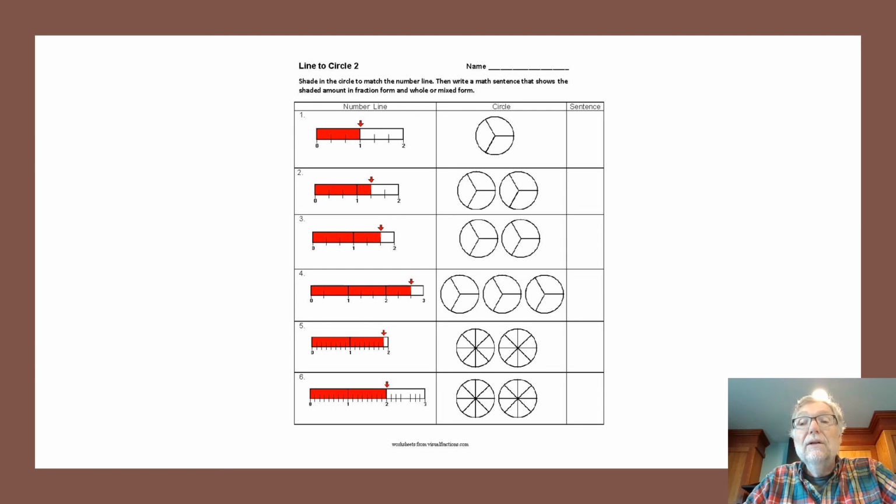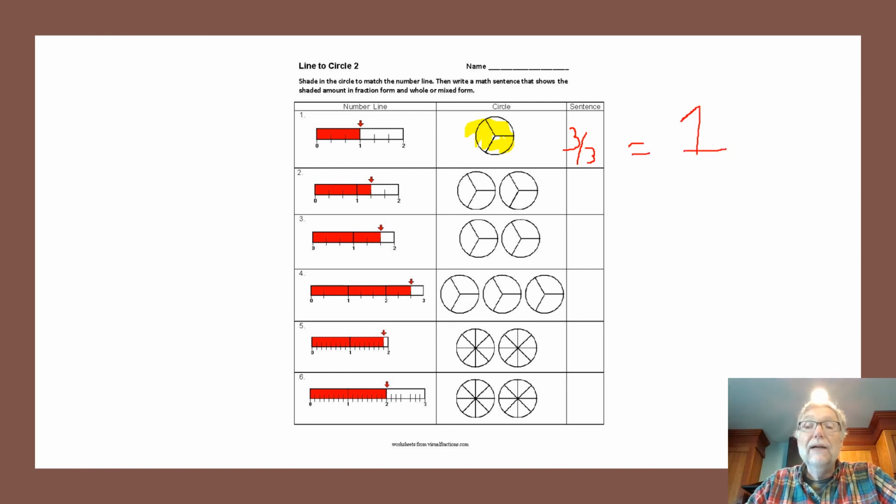Let's take a look at the second one again. So if we take a look here, this one is broken up into 1, 2, 3. So there's 3. So if I was going to write this number sentence here, that would be 3/3. And then I'm going to go ahead and grab my highlighter, and I'm going to highlight this whole thing here. And I know that 3/3 is the same as 1.